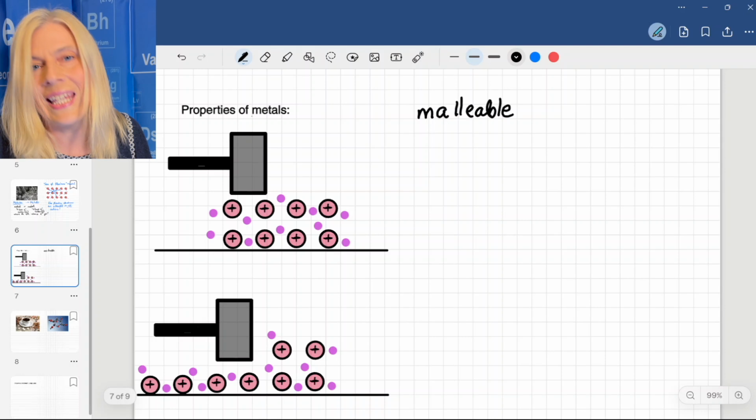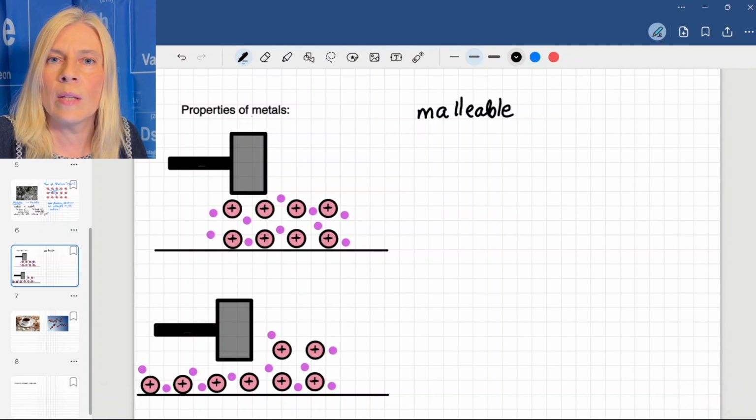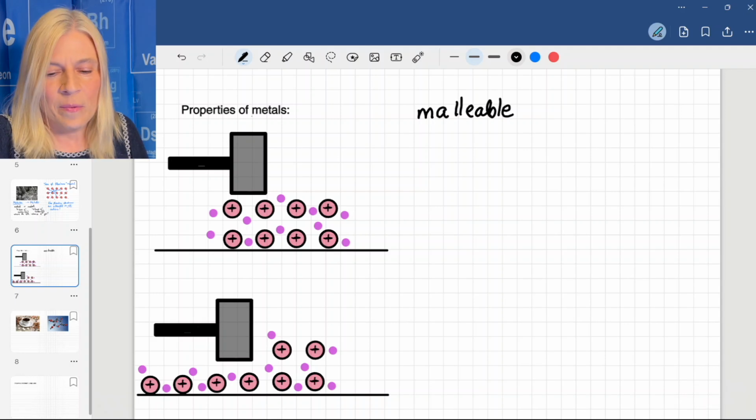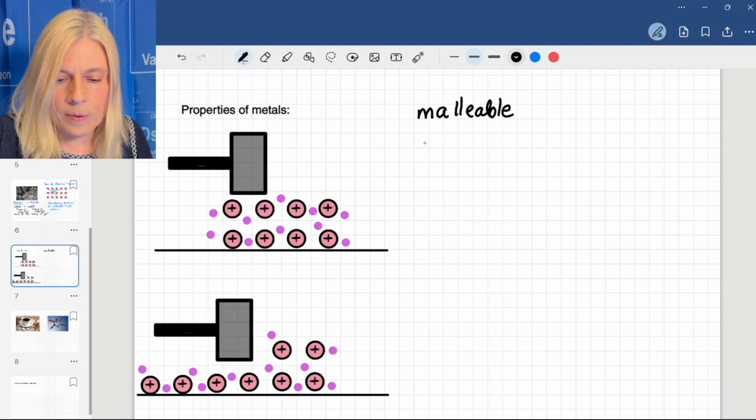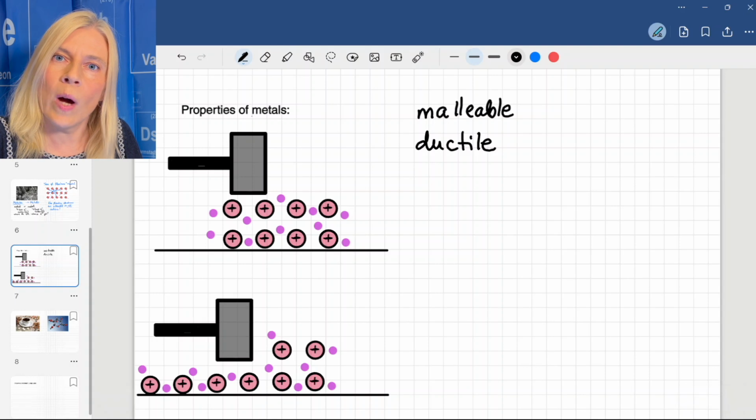And that means you can hit it and it will not shatter. You can make it into very thin sheets, think of aluminum foil. Metals are malleable, and they are ductile. What's ductile? You can form it into thin wires.